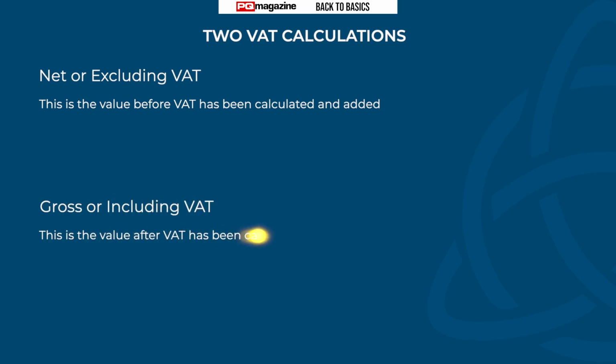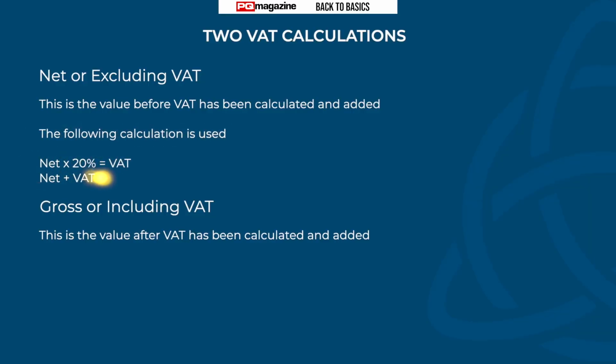The current standard VAT rate is 20%. If we have been given a net value, we would need to add an additional 20% of the net in VAT. The terms gross or including VAT would be the total value of goods or services including the additional 20% VAT amount. The calculation to add VAT is net value multiplied by 20% equals VAT. This is then added to the net.